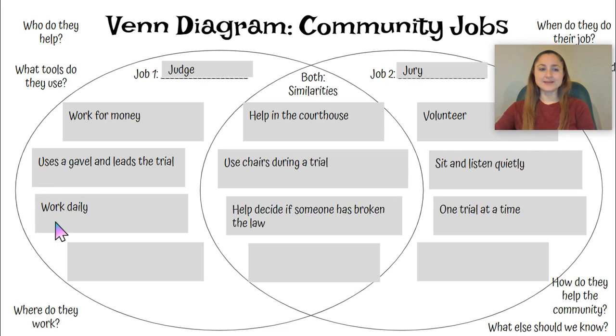The next line, I was thinking about how often they work and what they do while they're working. So the judge works daily because that is their job. Both of them help to decide if someone has broken the law. And the jury only works one trial at a time because remember, they're volunteers. That means that they don't get paid for their job. They are appointed to the jury. So they just work one trial until the next time they get called.